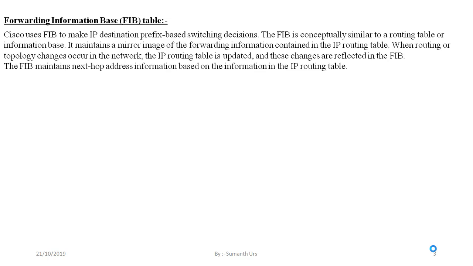So what is FIB? Forwarding information base table. Cisco uses FIB to make IP destination prefix based switching decisions. The FIB is conceptually similar to a routing table or information base. It maintains a mirror image of forwarding information contained in the IP routing table. When routing or topology changes occur in the network, the IP routing table is updated, and these changes are reflected in the forwarding information base. The FIB maintains next hop address information based on the information in the IP routing table.